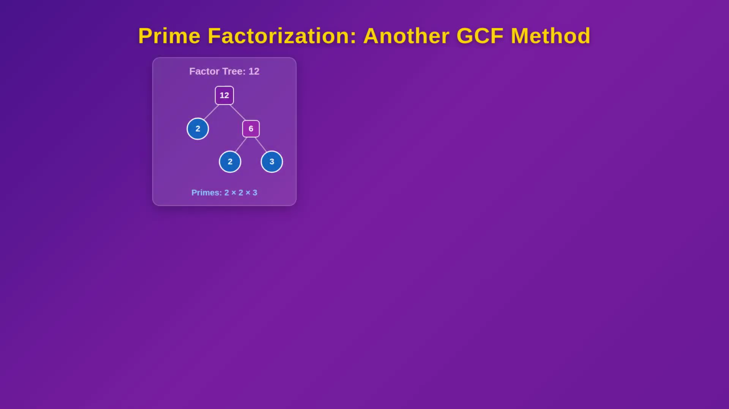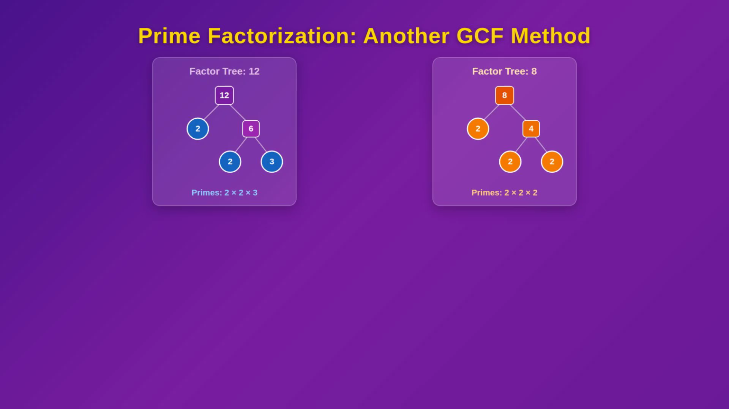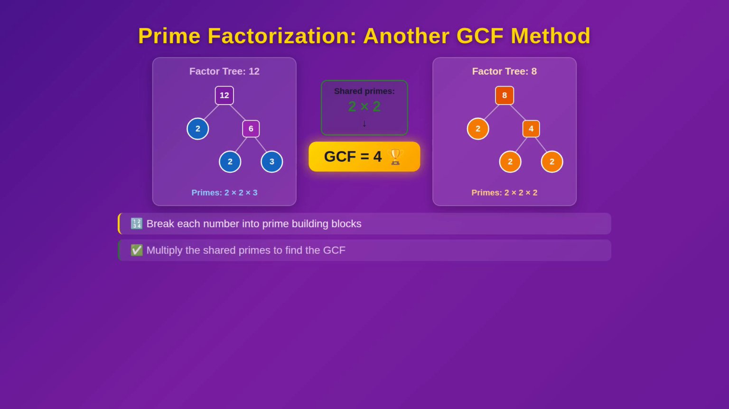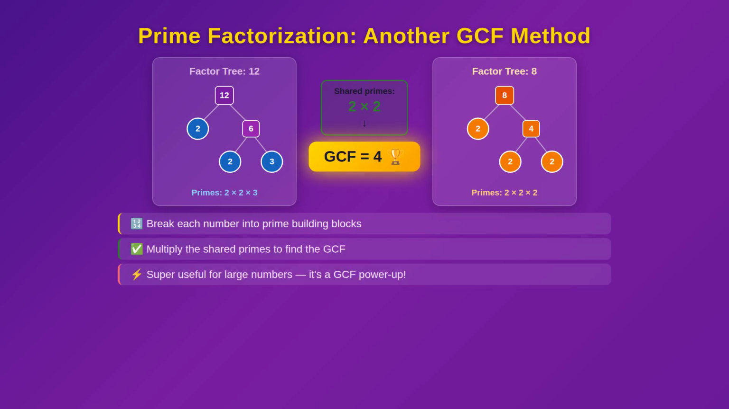Now here's a bonus method Maya learns for trickier numbers, prime factorization. Instead of listing all factors, you break each number down into its prime building blocks. For example, 12 equals 2 times 2 times 3, and 8 equals 2 times 2 times 2. The primes they share are two 2's. Multiply those shared primes. 2 times 2 equals 4, so the GCF is 4. Same answer we got before.